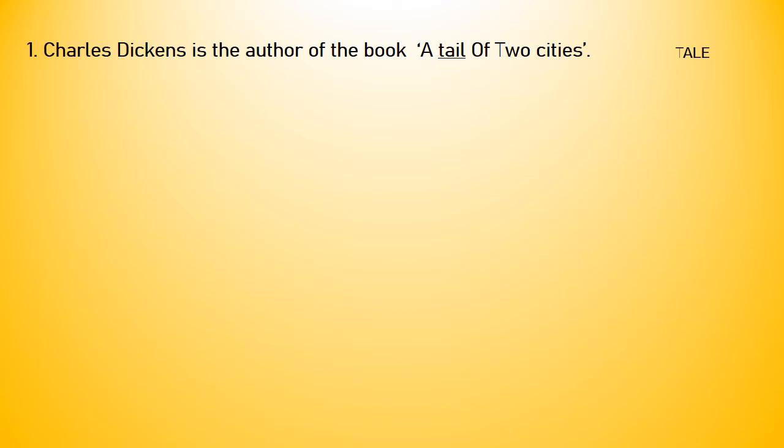Number 2. Abhimanyu was Arjun's sun. Here, the spelling of S-U-N, sun, is not appropriate according to the sentence. So the correct spelling should be S-O-N, son. Arjun's son. I hope the difference between S-U-N, sun, and S-O-N, son, is very much clear to all of you.